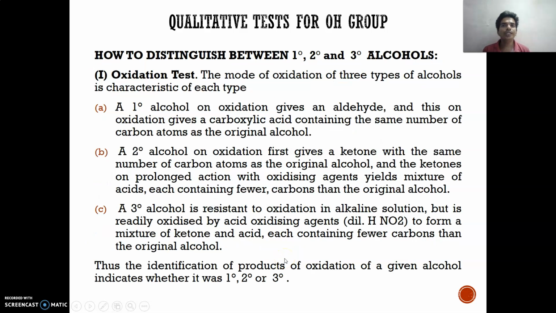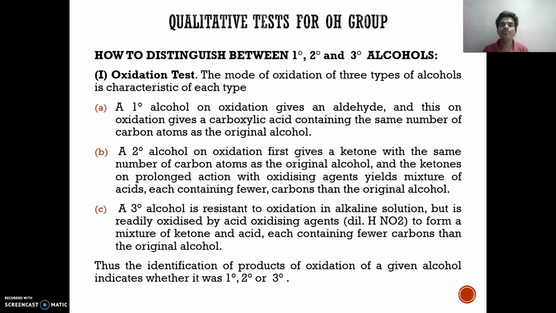Then how to distinguish between primary, secondary and tertiary alcohols. Another important thing is how to identify the OH group in the case of primary, secondary and tertiary alcohols, that is, detection or distinction between them. So first is the oxidation test. Oxidation will also give the idea whether our unknown compound is a primary, secondary or tertiary alcohol. The mode of oxidation of the 3 types of alcohols is characteristic of each type.